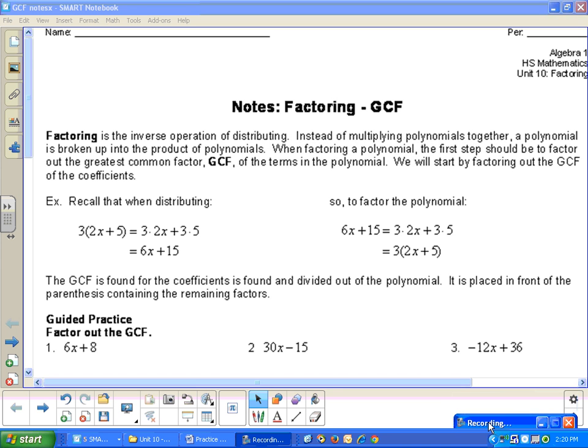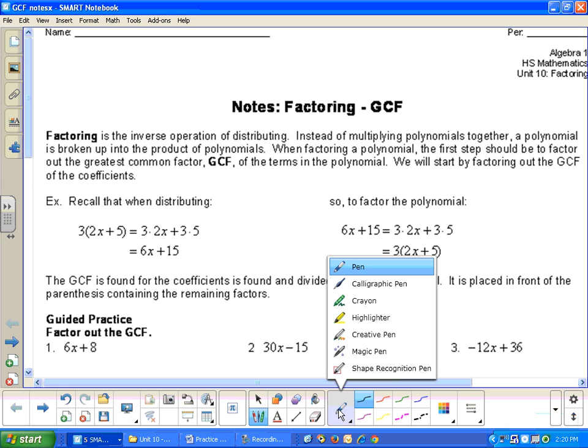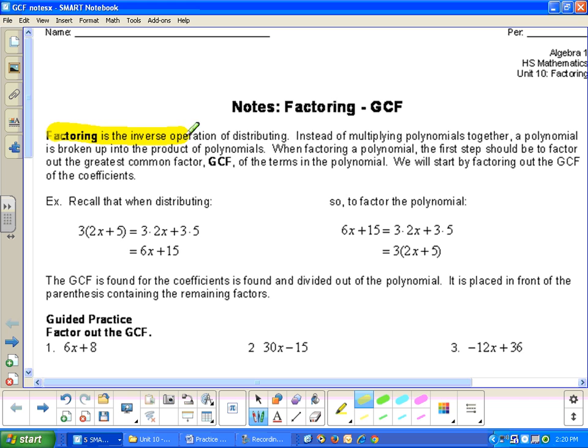Okay, here's your notes on factoring the greatest common factor, which is what your GCF is. So if we're going to factor, as it says at the top of the page here, factoring is the inverse operation of distributing. Up to this point, we've put things together by multiplying. Now we want to start taking things out and breaking them into pieces that are going to be smaller. So one thing we're going to start with is factoring out the greatest common factor of the coefficients.